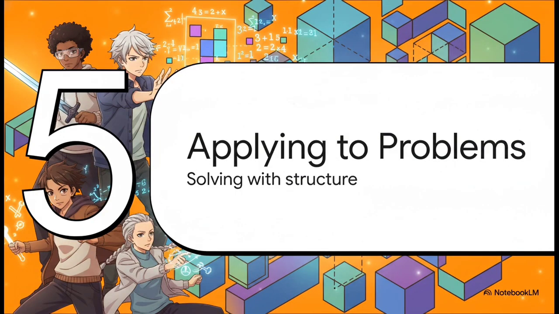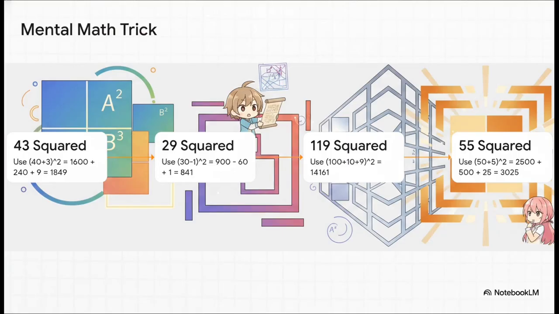Section 5. Applying identities to problems. Identities are a real game changer because they turn tedious arithmetic into simple mental math. Imagine trying to calculate 43 squared in your head. Pretty difficult, right? But if we view it as 40 plus 3 squared, we just use the identity. 40 squared is 1600. 3 squared is 9. 2 times 40 times 3 is 240. Add them up, 1849.